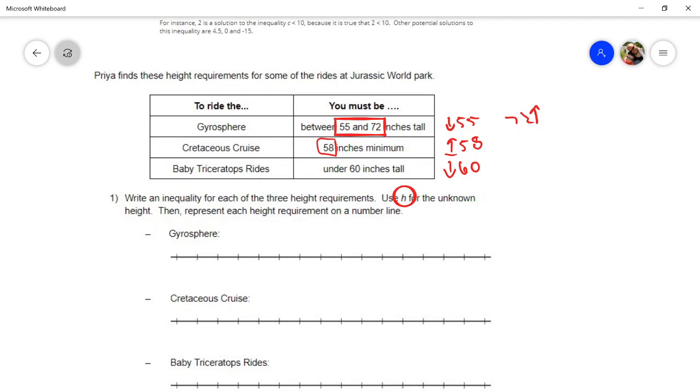All right. For the gyrosphere, my height needs to be between 55 and 72 inches. So I have to be at least 55 inches. And I can't be more than 72 inches. So I have to be in between these two. Okay. So let's go extremes and put 72 here. Put 55 here.